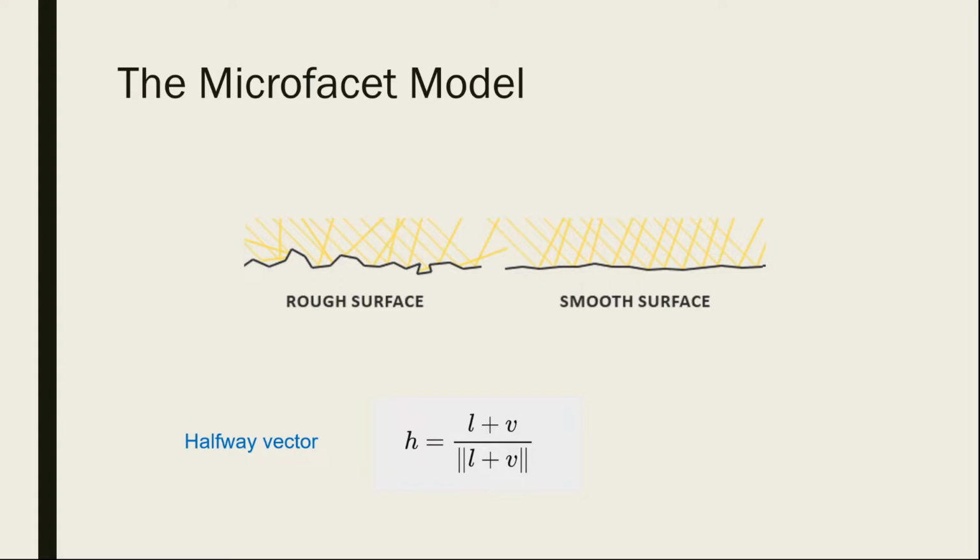It is a theory that describes any surface using tiny little mirrors at the surface. The left surface is going to have a chaotic alignment of the microfacets, and the light is going to get scattered and have a bigger area of reflection. The smoother one can have a smaller area but sharper. The halfway vector is a vector between the light and view vector, and the equation is here. We use it a lot to see the alignment of the microfacets.